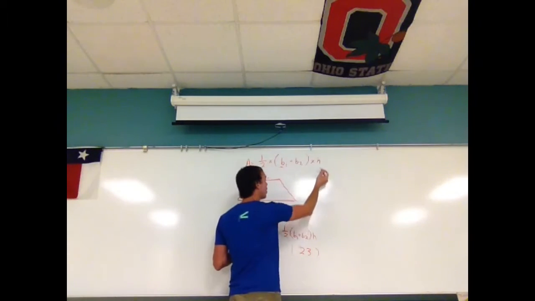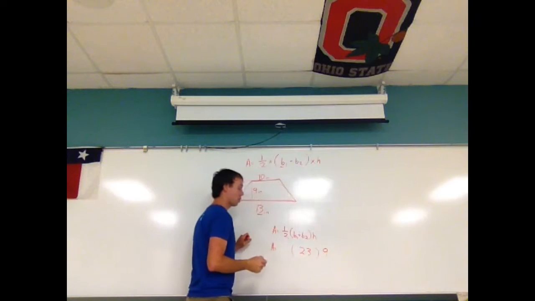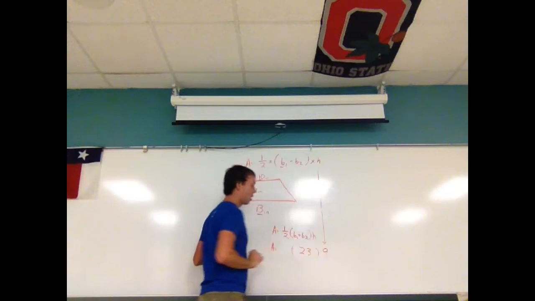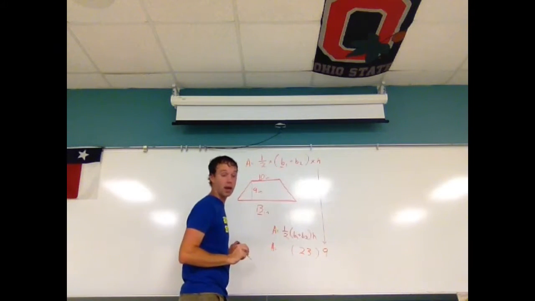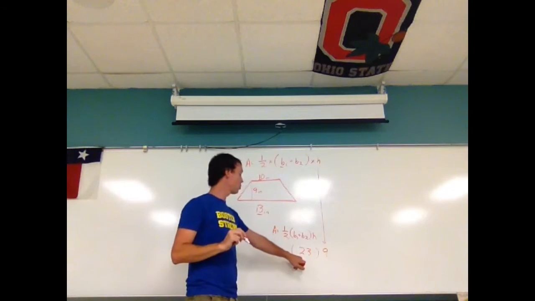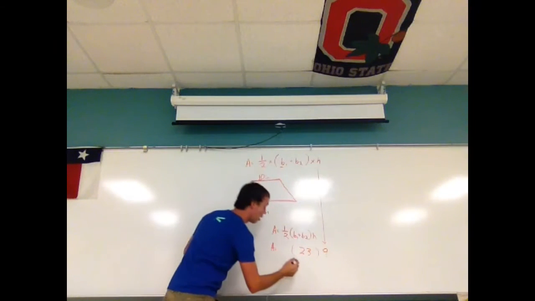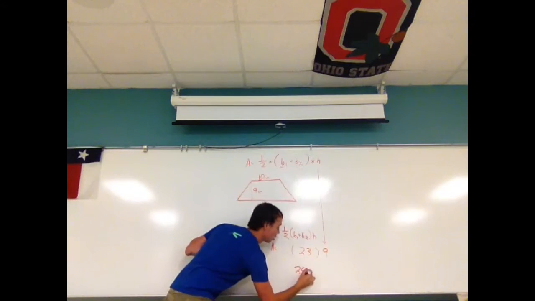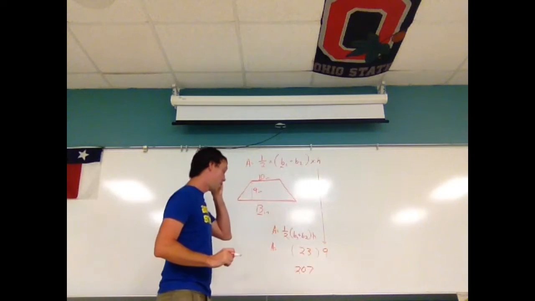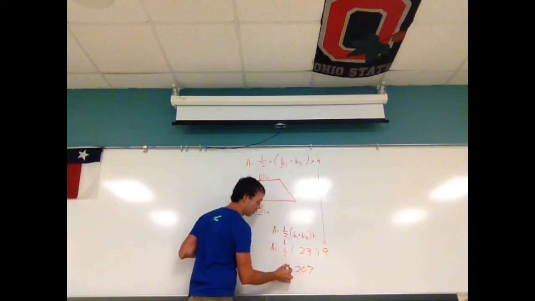Now, the height of this shape is going to be 9 inches tall, okay? In this case, we're going to put the 9, which is going to be out here. If I draw an arrow straight down, it's going to be right there by my height, okay? Now, if I multiply 23 times 9, it's going to give me an answer of 207, okay?